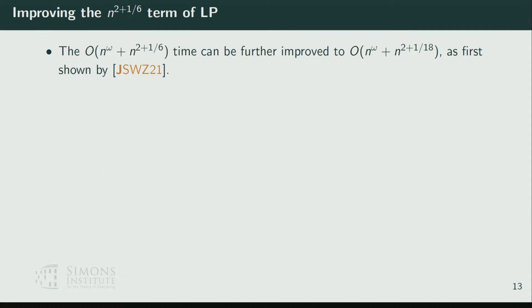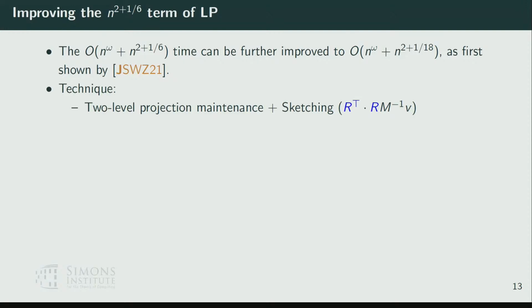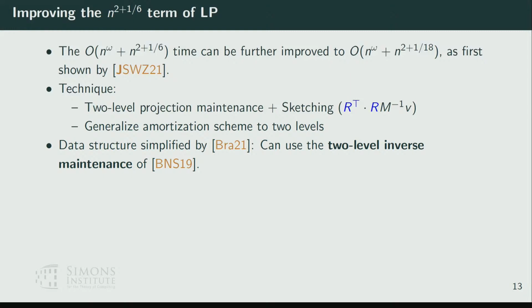So the 1/6 factor can be further improved to 1/18. It was first shown in a paper by myself, Song, Weinstein, and Jiang, where our technique is a 2-level projection maintenance data structure, and we also need to use the sketching technique on the previous slide, and we also need to generalize the amortization scheme to 2 levels. But later in the paper by Brand, he showed that actually we don't need to do 2-level in projection maintenance because of the matrix formula that I just described on the previous slide. So it actually suffices to use the 2-level inverse maintenance in a previous paper by Brand and some of his other co-authors.